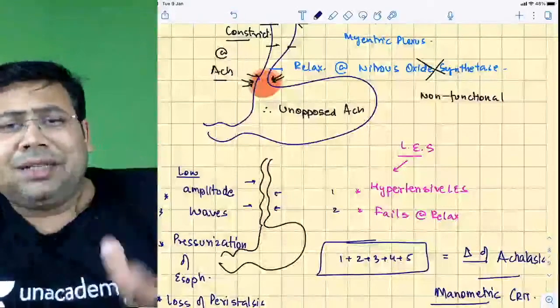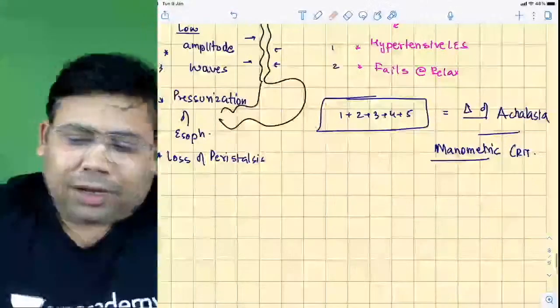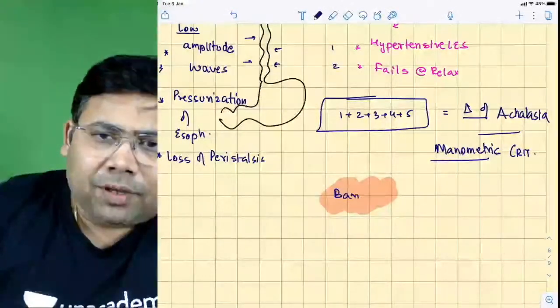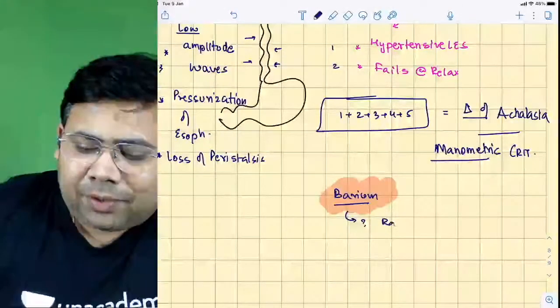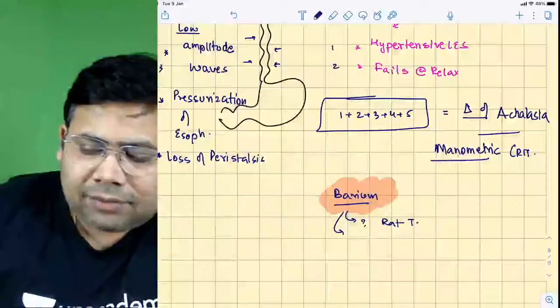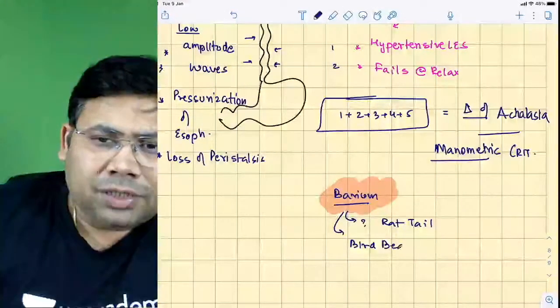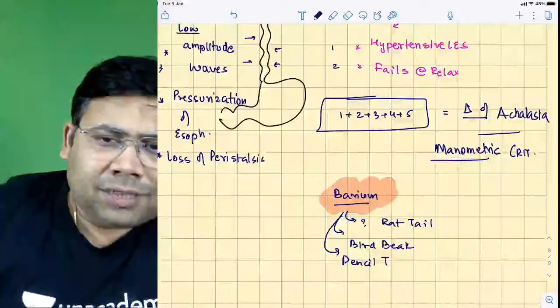Today, merely by seeing achalasia-like features, you cannot say this is achalasia. Again, you should know that on barium, you get to see the typical appearance of what? Yes, you get to see that rat tail appearance. You get to see that bird beak appearance. Bird beak appearance. You get to see that pencil tip appearance. So, let us move forward.